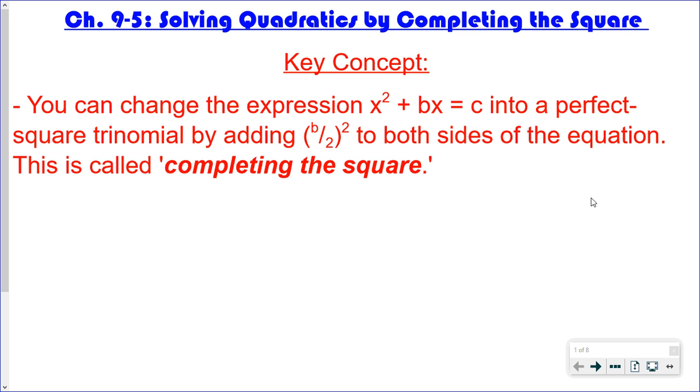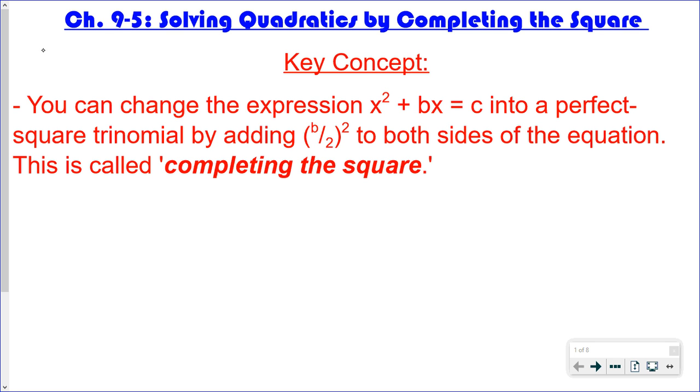This video is on solving quadratic equations using a method called completing the square. So I'll put a link in the upper right-hand corner to some other videos that I've done on quadratic equations and showing some other methods of solving them.